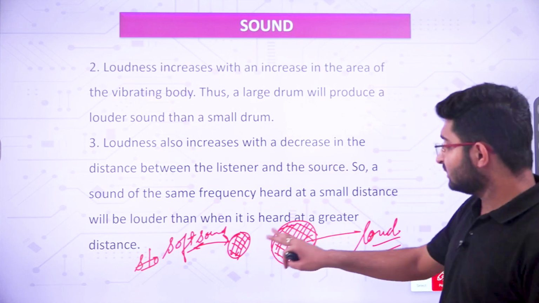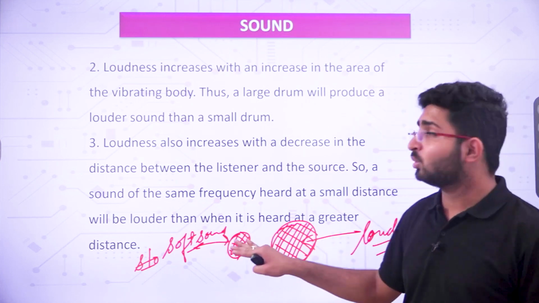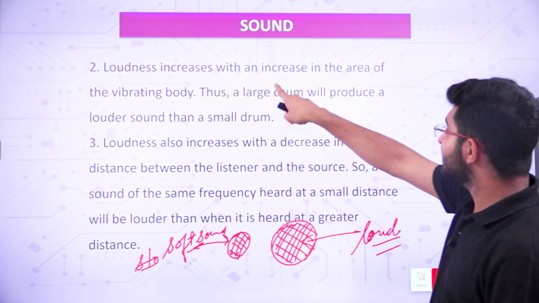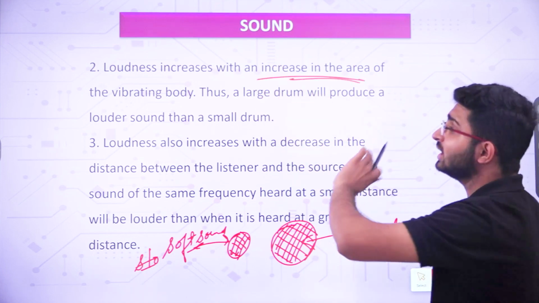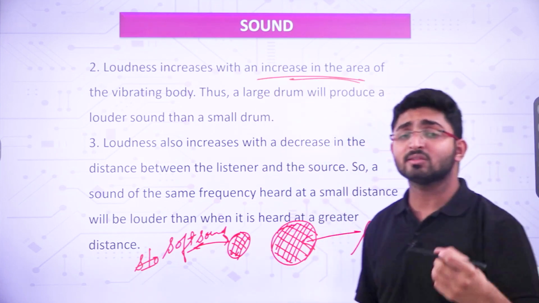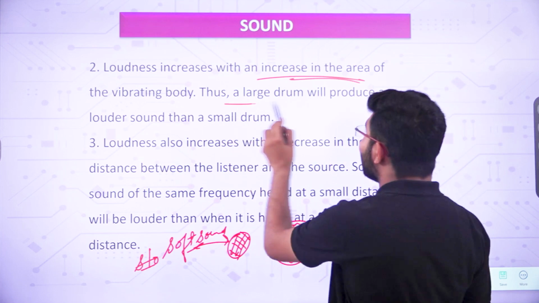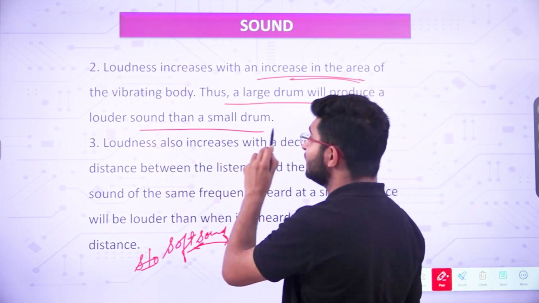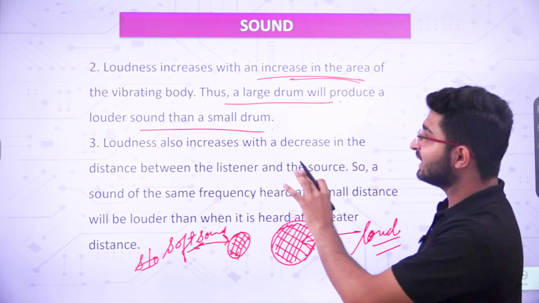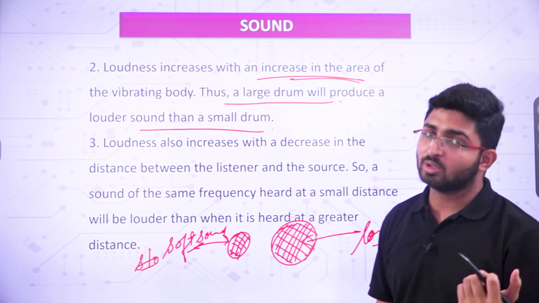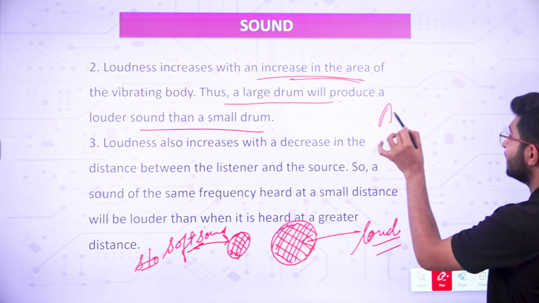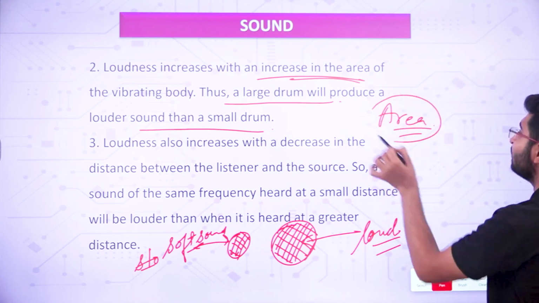Okay, so that's the relation between the area and loudness. Loudness increases with an increase in the area. If I am increasing the area of the vibrating body, then the loudness is going to be increased. Thus a large drum will produce a louder sound than a small drum. This is the second factor which affects the loudness. The second factor is what? Area of the sound producing object.